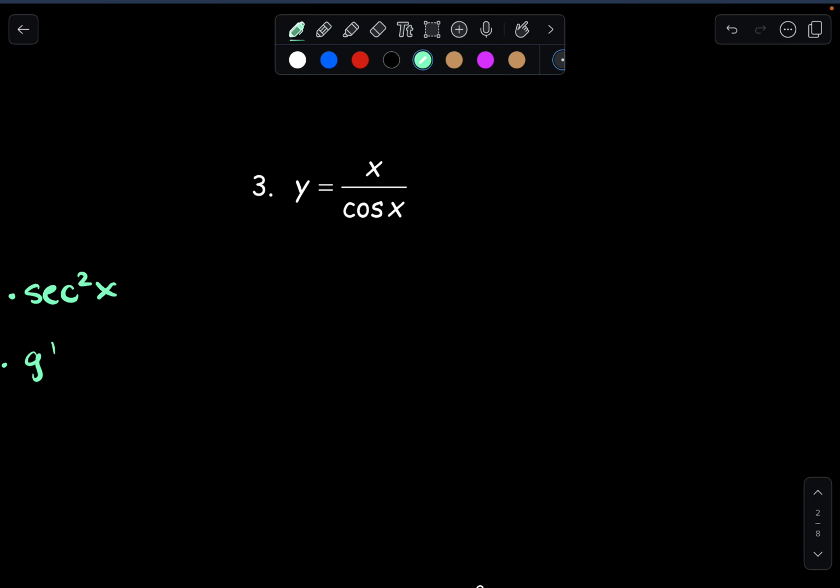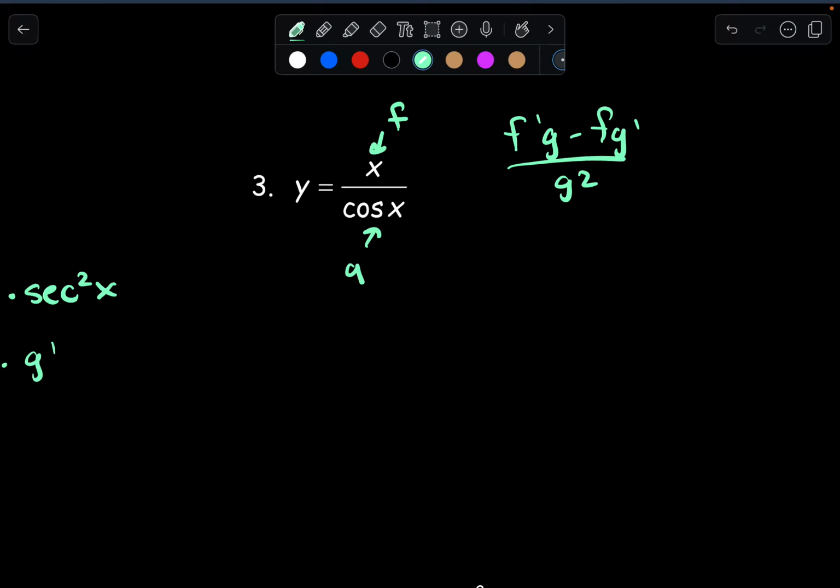All right, number 3 is y equals x divided by cosine of x. So you can technically use the product rule or the quotient rule. However, if you use the quotient rule, you end up with that negative power, and that brings a whole host of problems on its own. So remembering the quotient rule is going to be important for you. So it's f prime of g minus fg prime over g squared. In this case, your x is f, and then cosine is g.